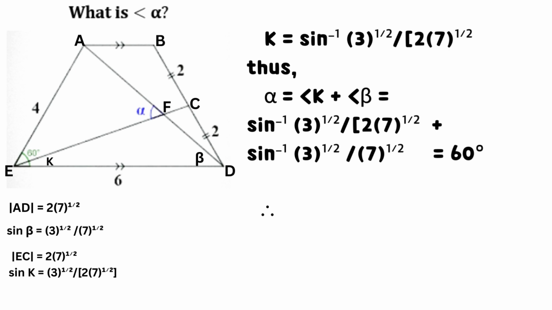Thus, alpha equals the sum of angle K and angle beta, which equals 60 degrees after substitution of values and simplification. Therefore, alpha equals 60 degrees.